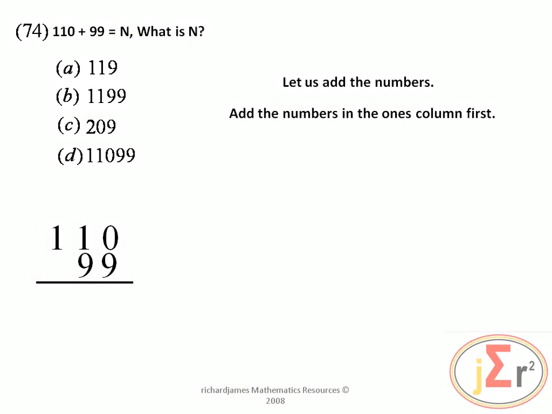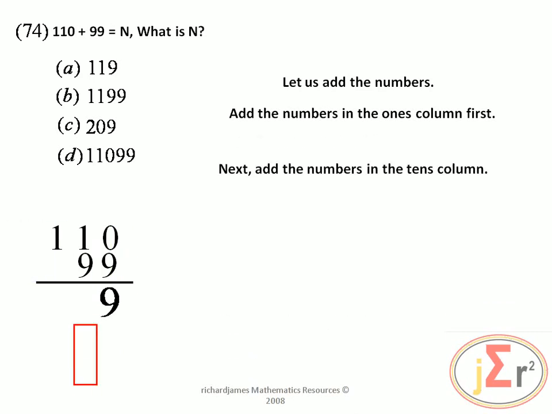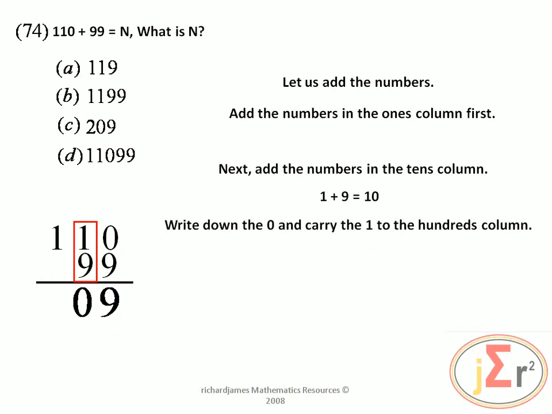Add the numbers in the ones column first. So when we do that, we get 0 plus 9 is 9. And then add the numbers in the tens column. We have 9 plus 1, and that is equal to 10. So we write the 0 down and carry the 1 to the hundreds column.